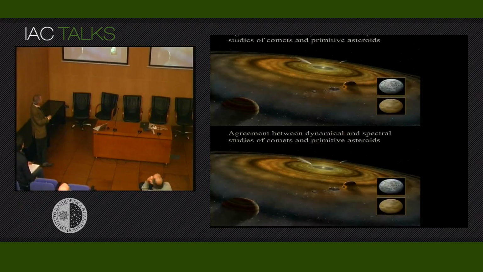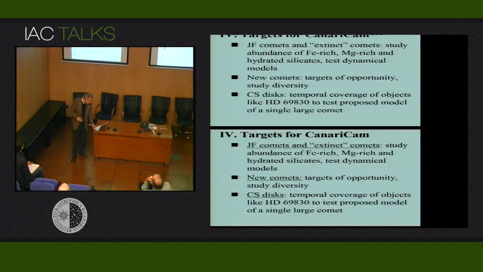And if I may propose that we do some temporal coverage of objects like HD 69830 to test this model that it was produced by a single active comet, and therefore the strength of those features should be dying down with time. And these are my conclusions, which is essentially what I just told you. Thank you.